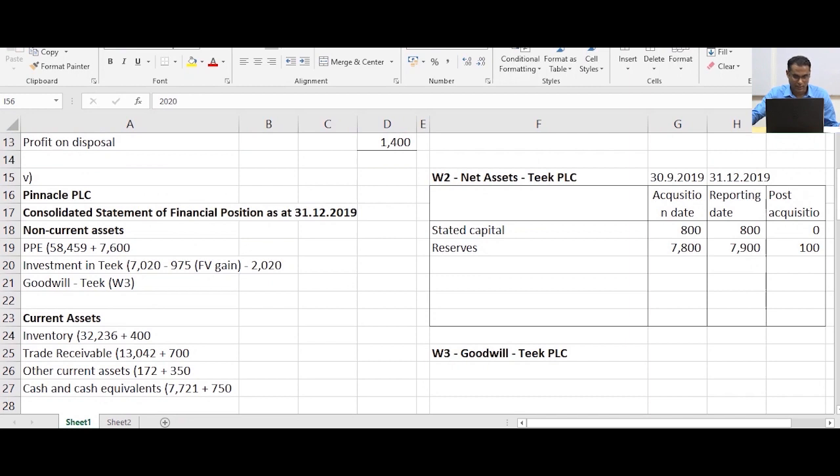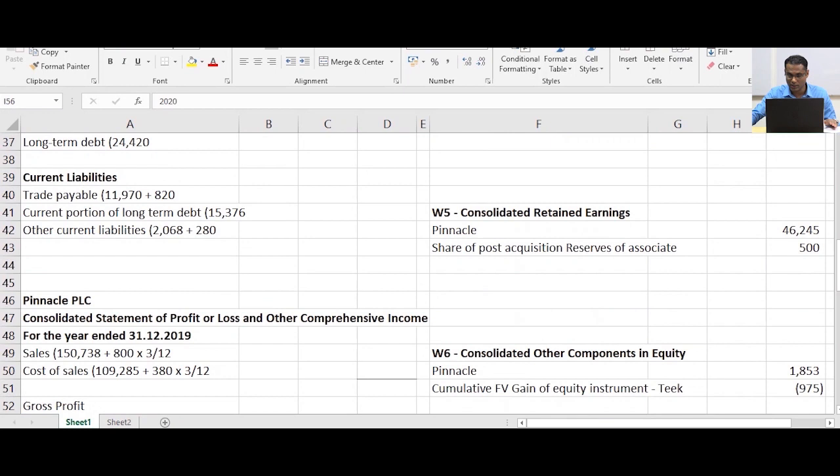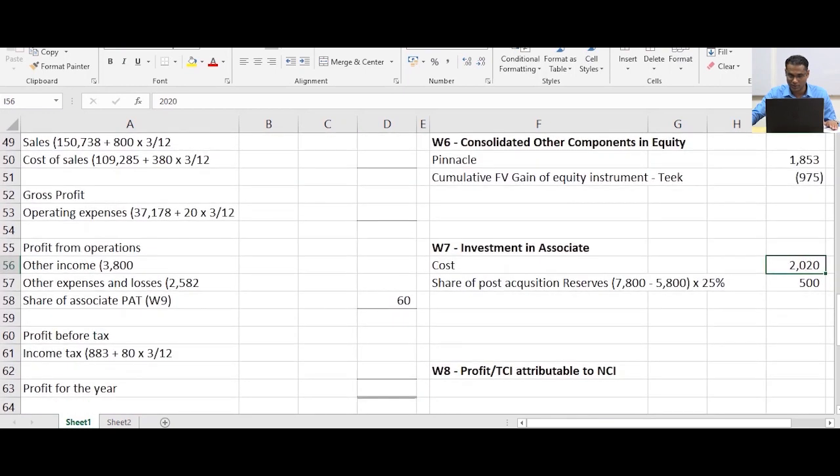I have taken that out from the investment in Teak: credit 2020 to the investment in Teak, and debit that balance to the investment in associate 2020. Then, up until Pinnacle achieved the control, it has to be equity accounted.